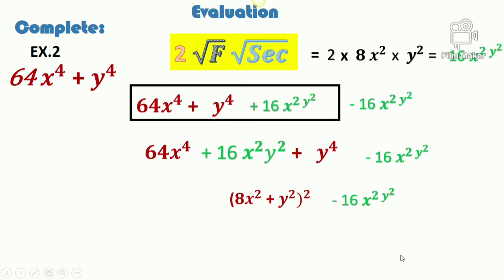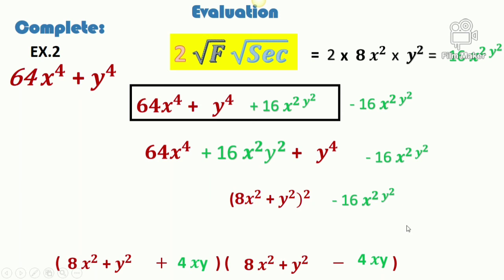The last step, we write two big brackets, positive and negative. In the first place, we write this bracket here, (8x² + y²), without this power. And here we write the square root of the second term. The square root of 16 will be 4, of course, and the square root of x²y² will be xy.